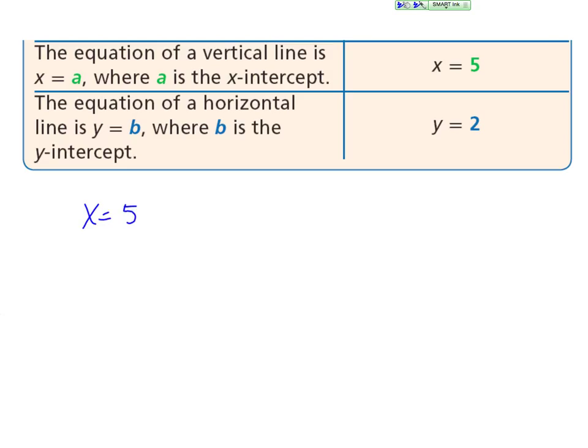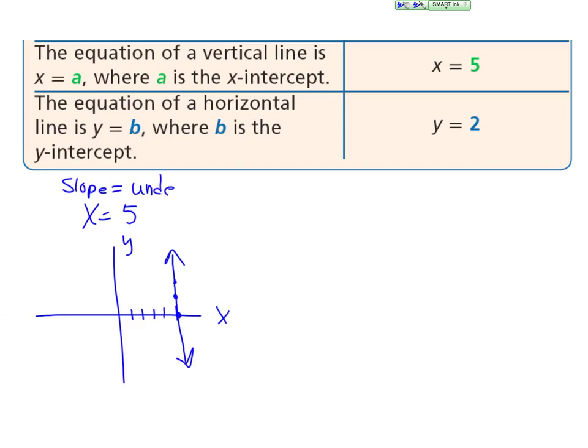What would it look like if you graphed x equals 5? X equals 5. X-axis, y-axis. If x is equal to 5, that would be like graphing the point 5, 0, 5, 1, 5, 2, and so on. You would get a vertical line if you graph x equals 5. What is the slope of that? It's so steep we can't define it. Undefined. I think you had those notes somewhere else.